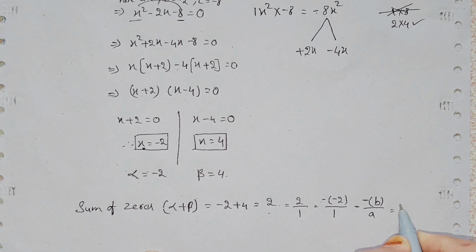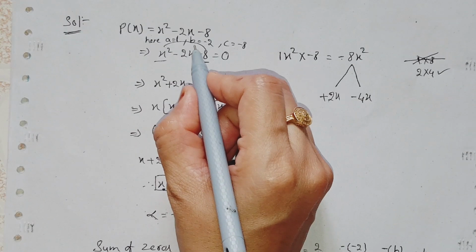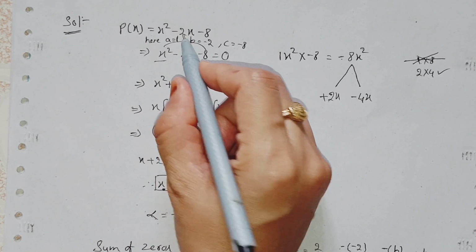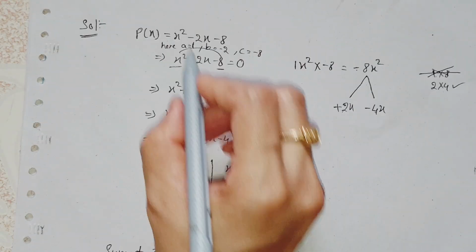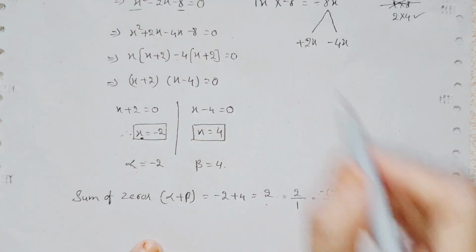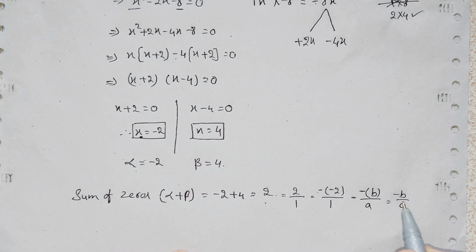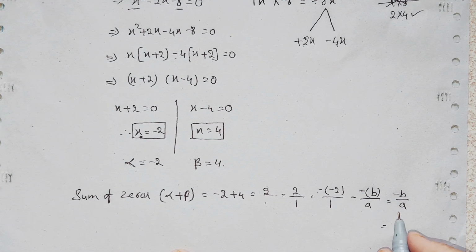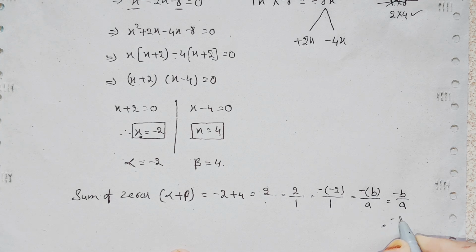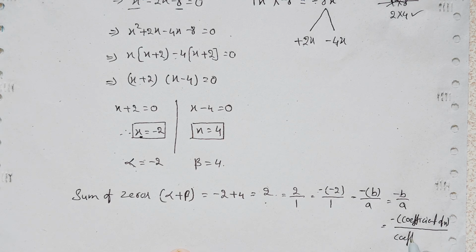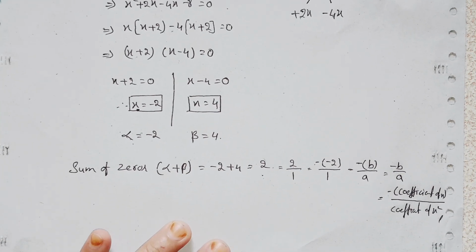Okay, minus, that means minus b by a. What is minus b? Actually, minus b means coefficient of x and a means coefficient of x square. So I can write it as minus of coefficient of x divided by coefficient of x square. Okay, got it.